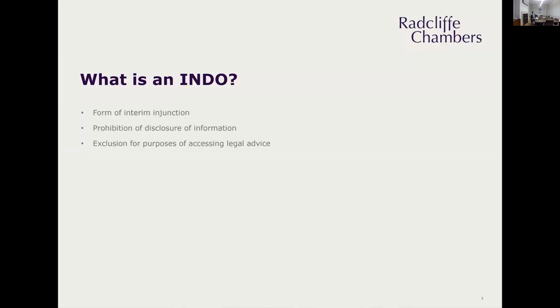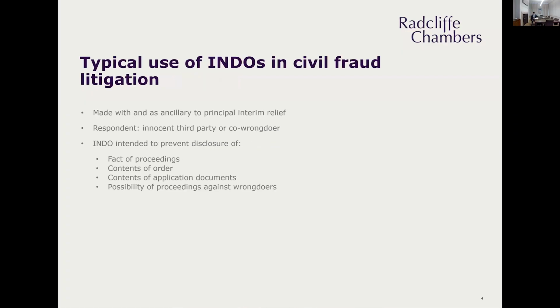So what is a gagging order, or an interim non-disclosure order, or as I will call it, an INDO? It's a form of interim injunction. Its effect is to prohibit the respondent to the injunction from disclosing information to other persons. You can expect even a broadly drafted INDO to permit certain exclusions, such as those permitting the respondent to disclose the matters which are protected, at least for the purposes of accessing legal advice. I've spoken a little already about the typical use of INDOs in civil fraud litigation.